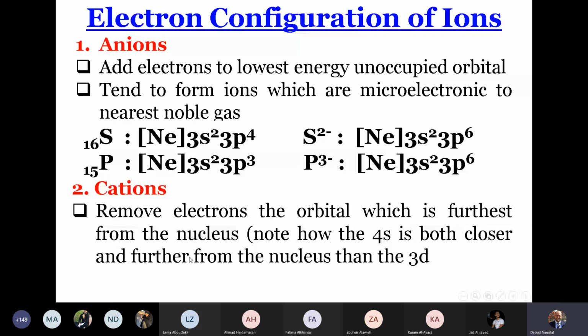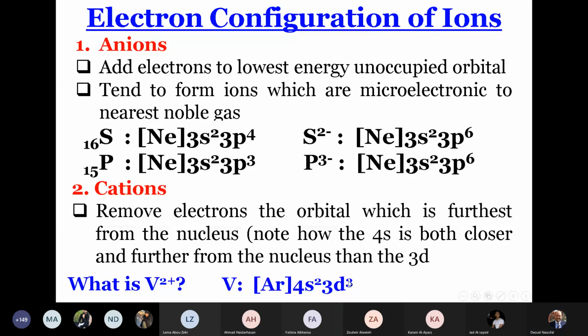For example, suppose we want the electronic configuration of vanadium 2 plus. For vanadium, we have the abbreviated electronic configuration argon 4s2 3d3. What is the valence shell? The valence shell is 4. And on the valence shell, we have 2 electrons.